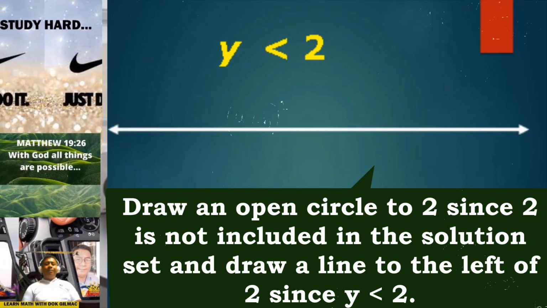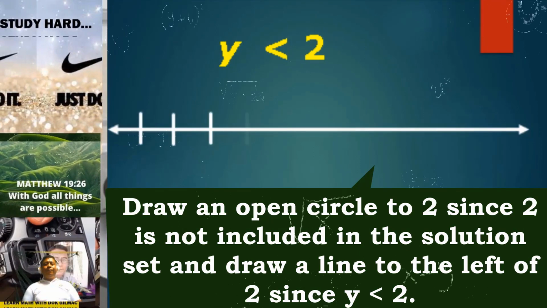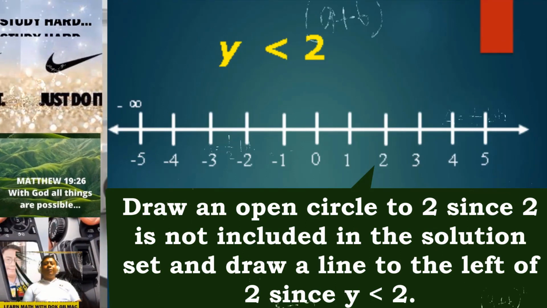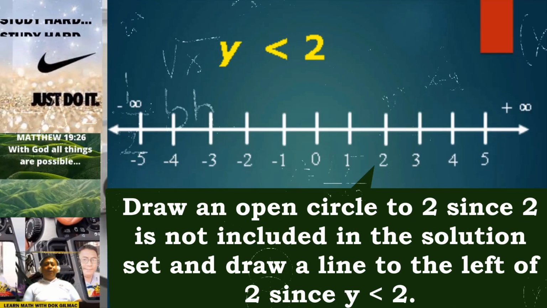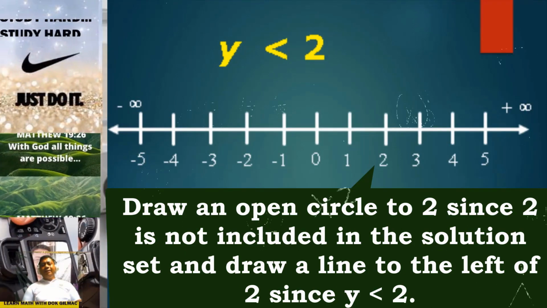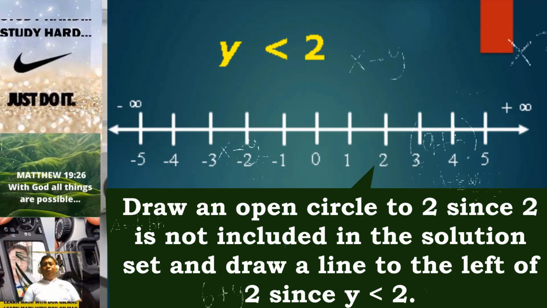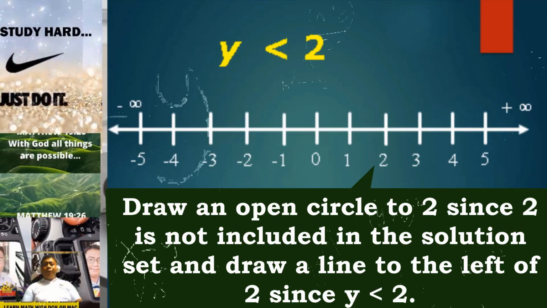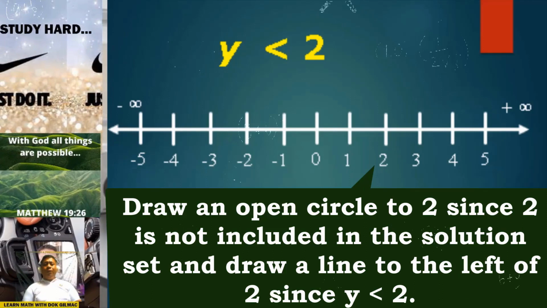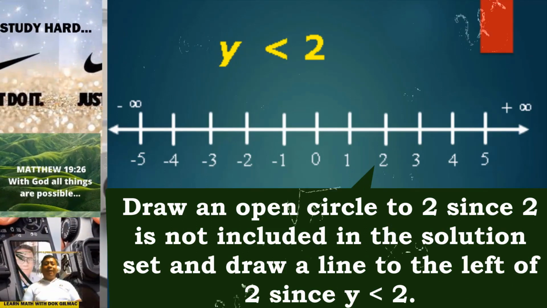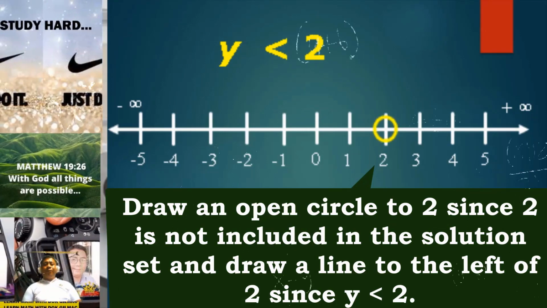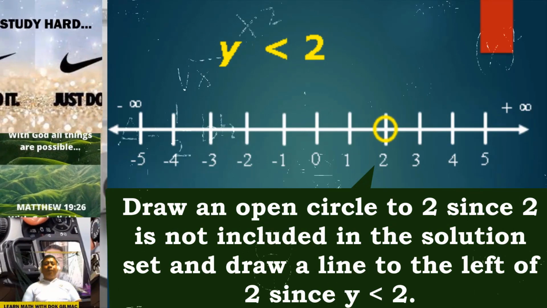So given the number line, we have from negative infinity up to positive infinity. Take note, class, since y is less than 2, we are to draw an open circle to 2 since 2 is not included in the solution set. So from 2, we have the open circle.